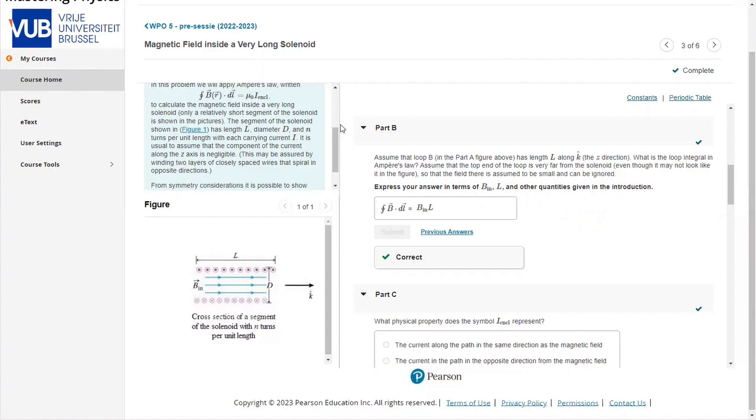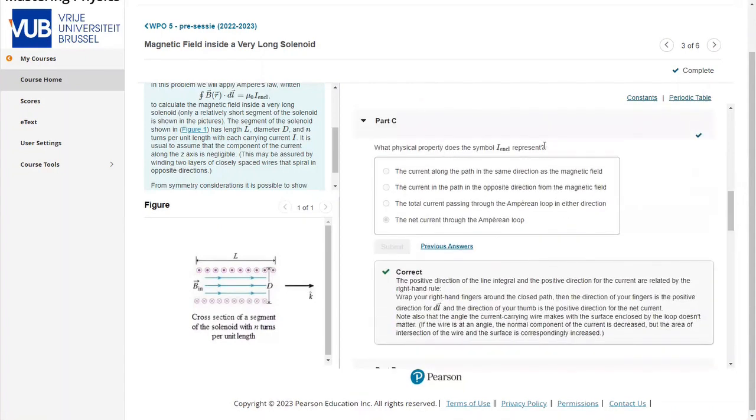Okay, so basically, if you have B and L in the same direction, you get this formula, but to be in a solenoid, where you're being, yeah.